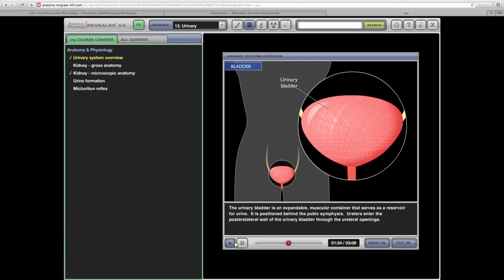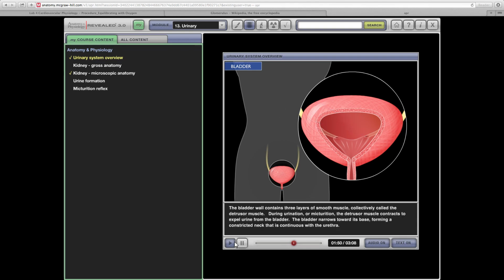The urinary bladder is an expandable muscular container that serves as a reservoir for urine. It is positioned behind the pubic symphysis. Ureters enter the posterolateral wall of the urinary bladder through the ureteral openings.